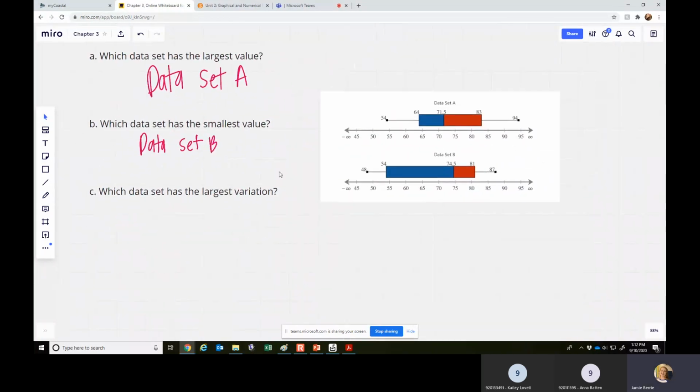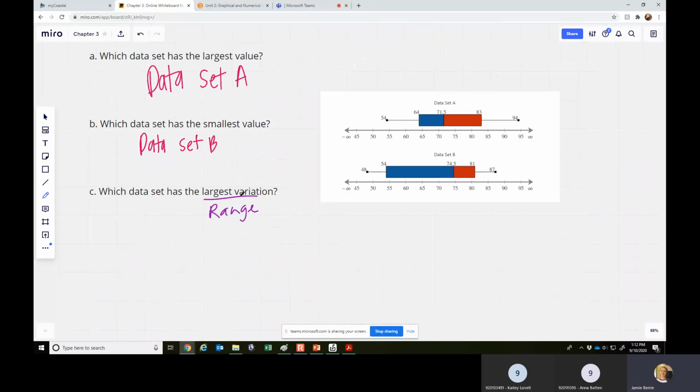And this question, I like this question because it kind of ties in something that we learned back in section 3.2. It says, which data set has the largest variation? Remember, we learned that variation means the same thing as dispersion. And so the way that I thought would be a good way to determine this would be to look at the range. All right, so which one has the largest range?